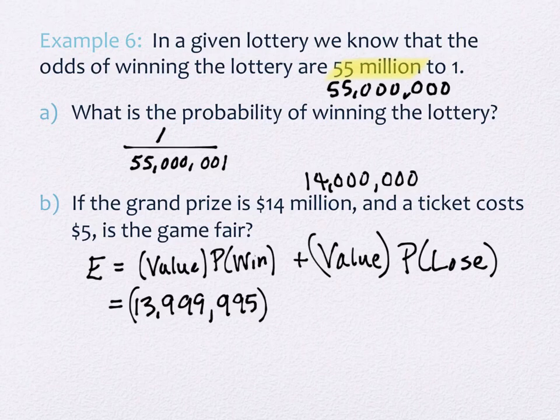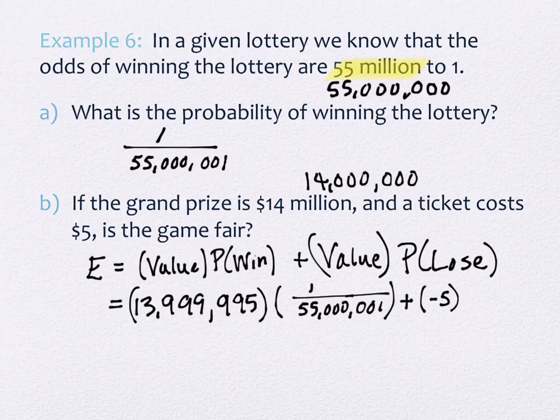What is the probability that you win? 1 over 55 million, 1. Yep. Okay. What's the value if you lose? -5. It's not the end of the world, but I mean, you could have gone to Sonic like 3 times. Got a drink. Just saying. All right. And what's the probability that you lose? 55 million over 55 million. Yep, it's 55 million over 55 million 1.